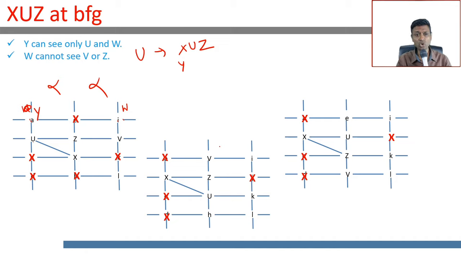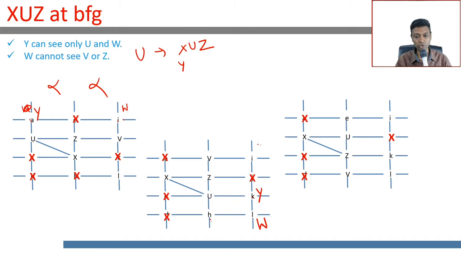Y can see only U and W. So from U, there are two places that can be seen. If Y were here, then Y can see Z and V also. That's not possible. Y can be here. Y should be able to see U and W. So W should be either here or here. Now W, if it were here, W will be able to see V. W cannot see V and Z. W should be here. But this is a possibility.